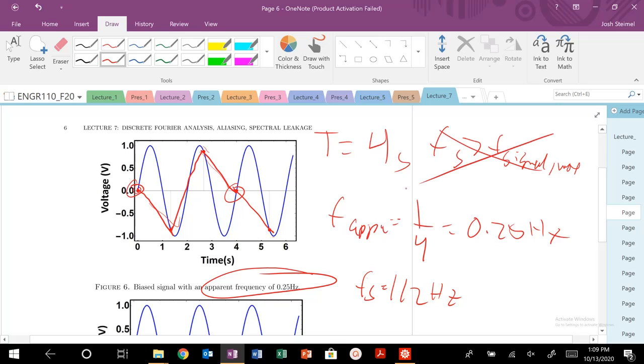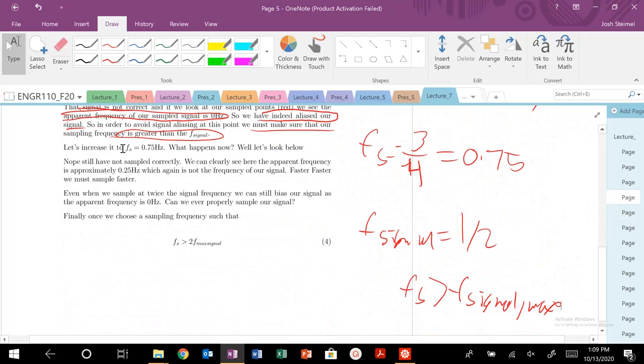I have to be even larger. I mean, again, this doesn't work, but I need to be even larger. So it didn't work this time. So just going to 0.75 hertz did not work. So let's go back up to this page again. And here, still not sampled correctly.